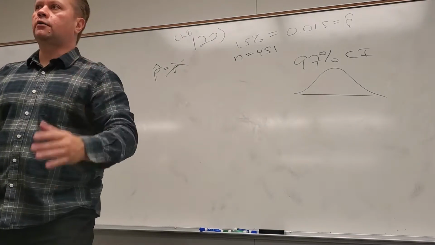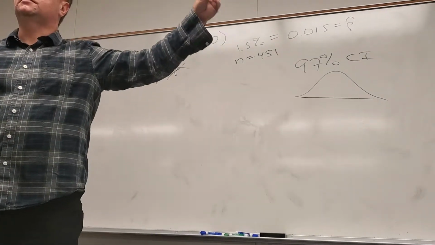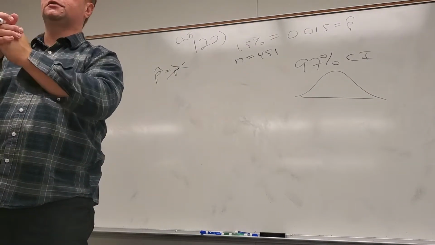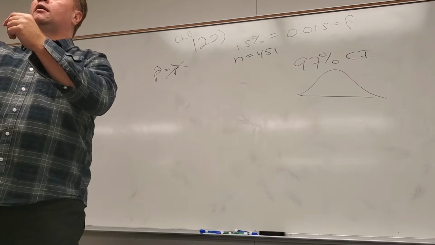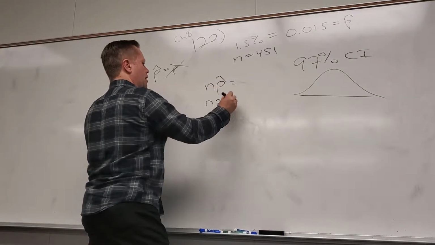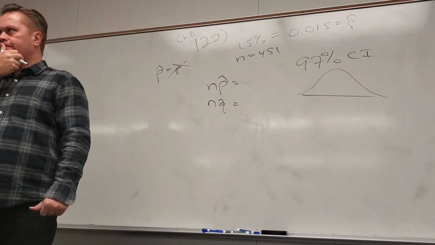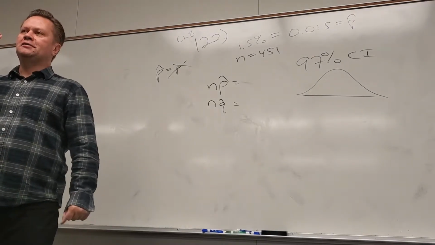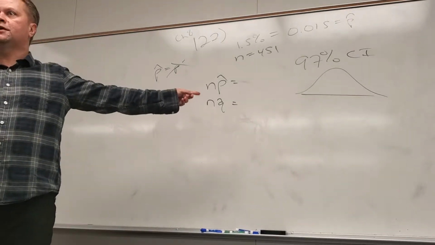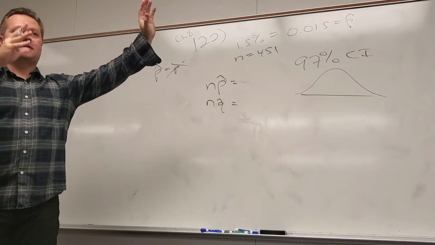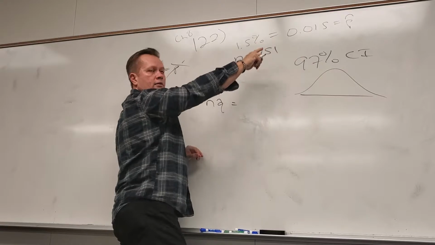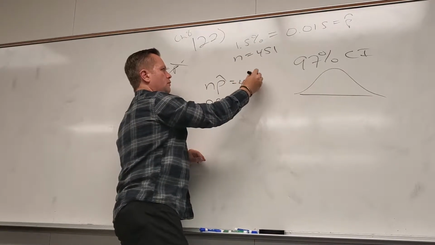I don't check n greater than 30 because this is not a problem about means. This is a problem about percentages, so my check has to somehow involve percentages. N times p-hat, and N times q-hat. I've got to figure out what they are. In this problem I have to work it out, because I don't know the number of successes. But look, I've got N and I've got p-hat. Just multiply them.